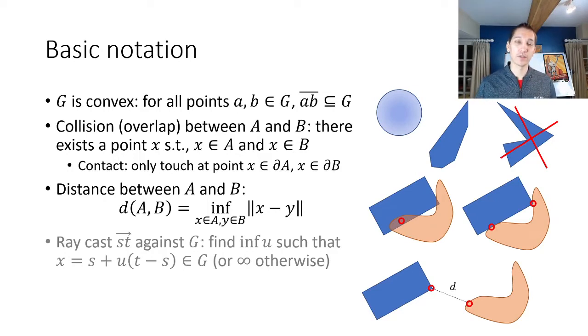The distance between two objects is the minimum distance between any two points picked between those two objects. Just a technical point, this is an infimum in case you have a non-closed shape, but in any case it's basically the minimum of the distances between all points in object A and all points in object B.